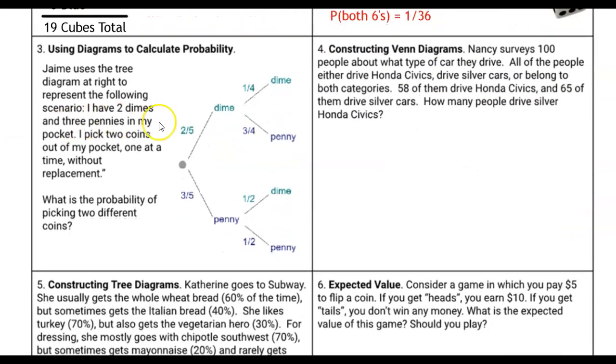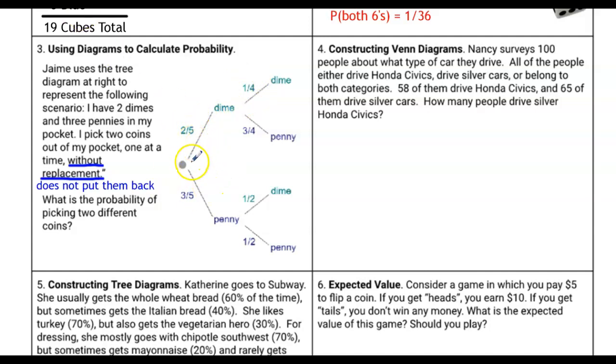Next, Jaime uses the tree diagram at right to represent the following scenario. This person has 2 dimes and 3 pennies in his pocket. He picks 2 coins, one at a time, without replacement. And that without replacement means he doesn't put them back. And we can see that it is without replacement because the first choice is picking a dime. That's 2 out of 5. And so if he does pick a dime first, the second pick of a dime is only 1 out of 4, which means there's only 1 remaining dime out of the 2 dimes that were there. And there's only 4 coins left out of the 5 coins that he started with.